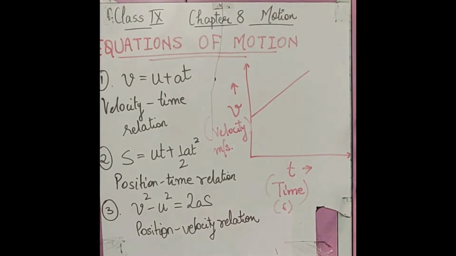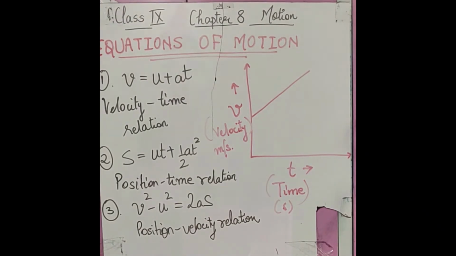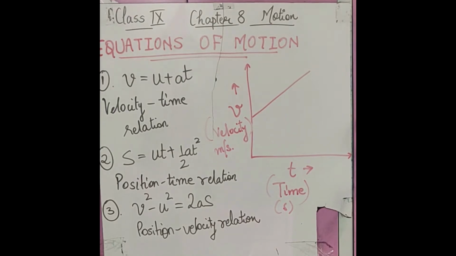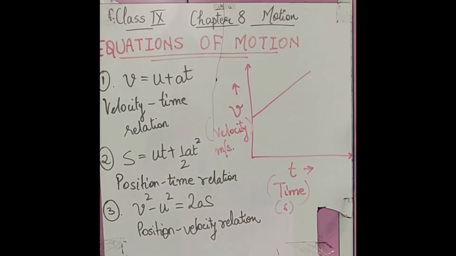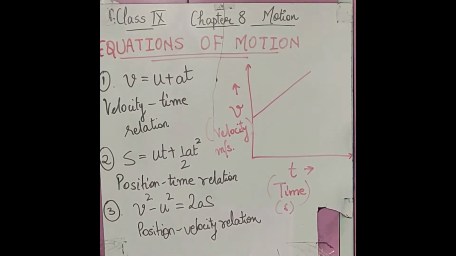And students, in your exams, out of these three, any one usually comes by the name only. They will give you a question, derive position time relation. That means you have to derive the second equation. If they say derive the position velocity relation, that means you have to derive the third equation of motion. Now, let's begin with the derivation one by one.